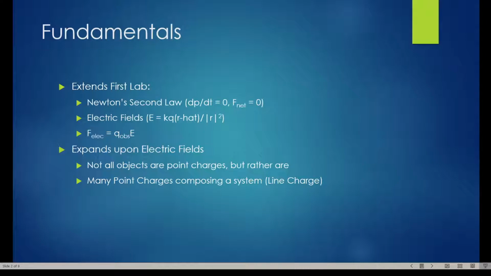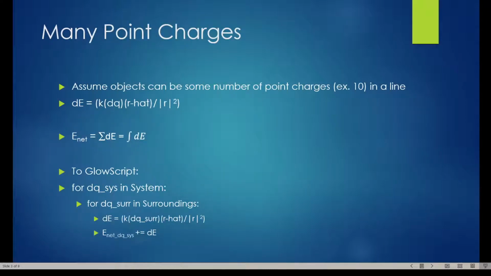However, this lab changes the assumption of the two pieces of tape acting as point charges, and chooses to analyze them more accurately as line charges composed of many point charges. When assuming an object is composed of many point charges, the calculation for E changes slightly, to being the sum of all dE, where dE is equal to k times dq over the magnitude of r squared times r hat.